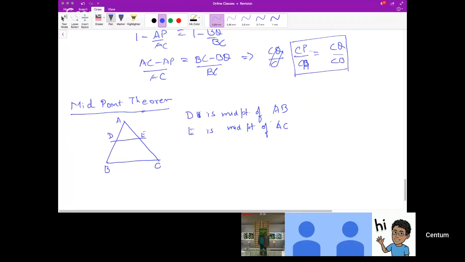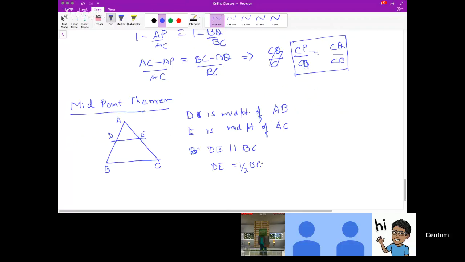So now what I'm saying is D is the midpoint of AB, E is the midpoint of AC, and again that line joining these is parallel to BC. DE is parallel to BC, and DE is equal to half of BC as well. So this is the midpoint theorem's statement. Nothing big deal in it. You can use your BPT to prove it.